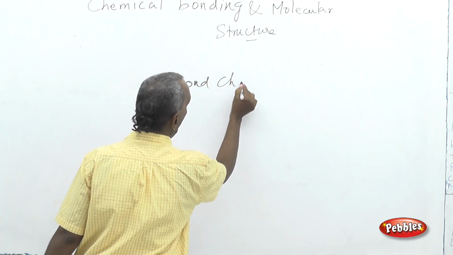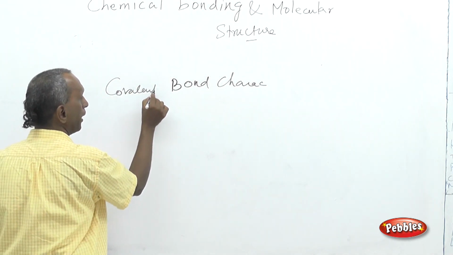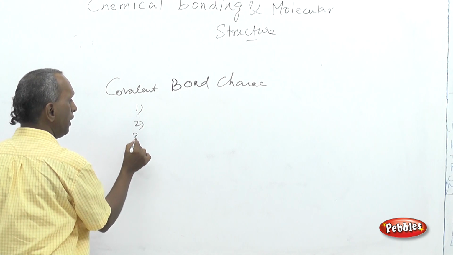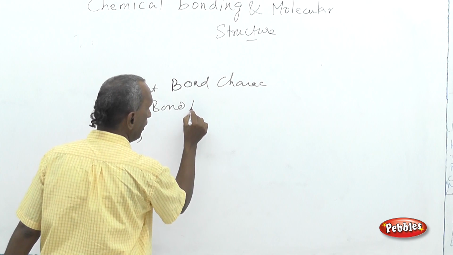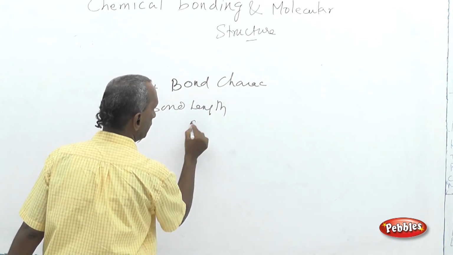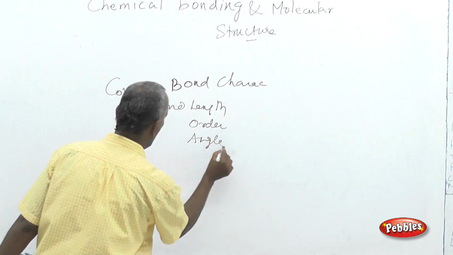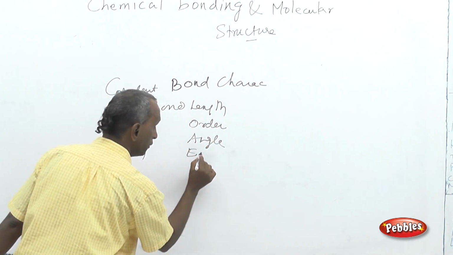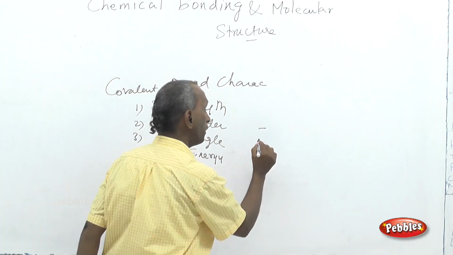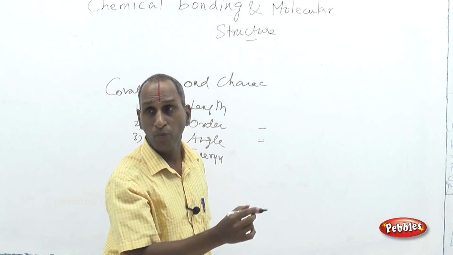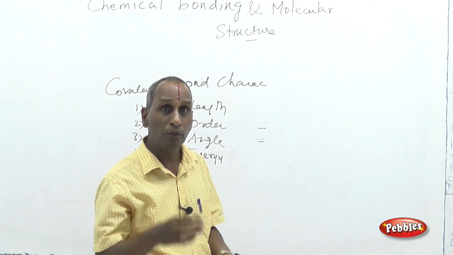Now we have to discuss the covalent bond characteristics. What is meant by covalent bond characteristics? First let us list them, then we will discuss them in detail: bond length, bond order, bond angle, bond energy. These four are the important ones which describe a bond. Sometimes we draw a single bond, sometimes a double bond. A single bond means only one covalent bond, a double bond means two covalent bonds, and a triple bond means three covalent bonds.